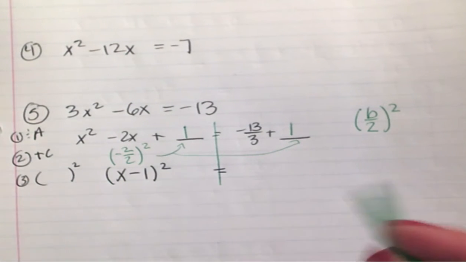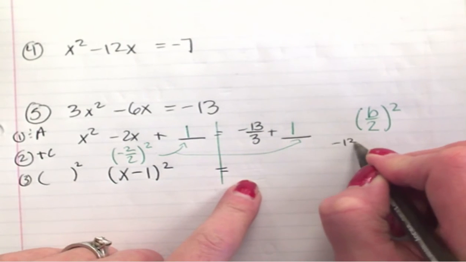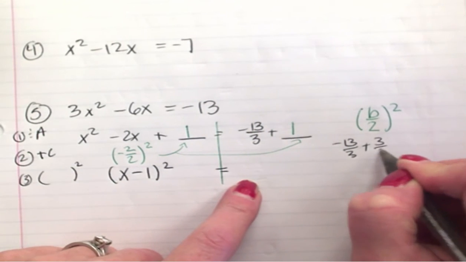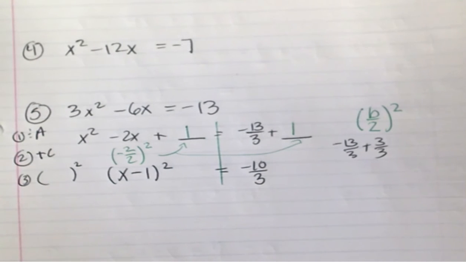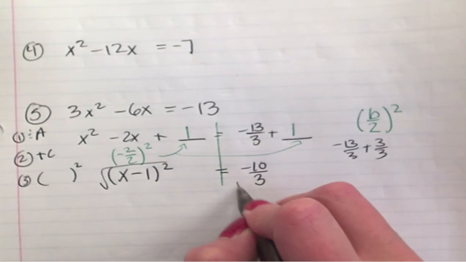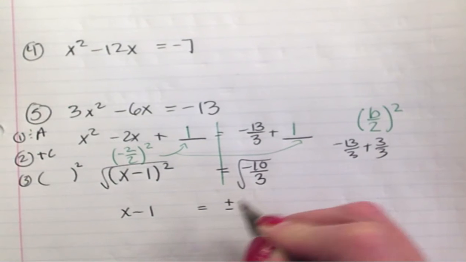Okay, so now I'm going to add these things up over here. 13 over 3 plus 3 over 3, negative 10 over 3. It would be i root 30. Oh, yeah. But yes. Okay, next step, square root, plus or minus.